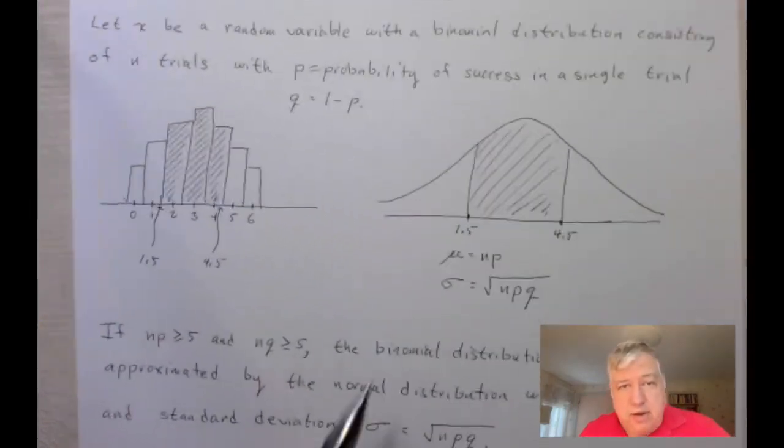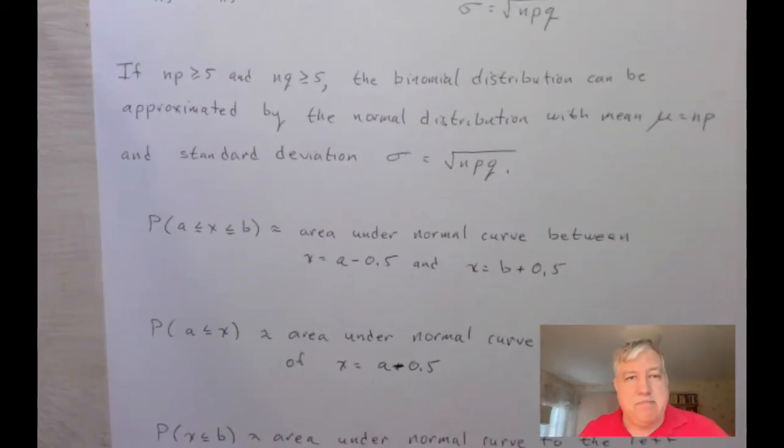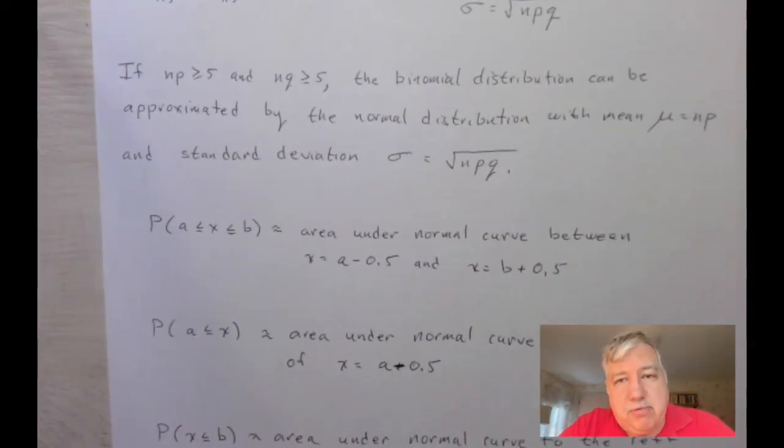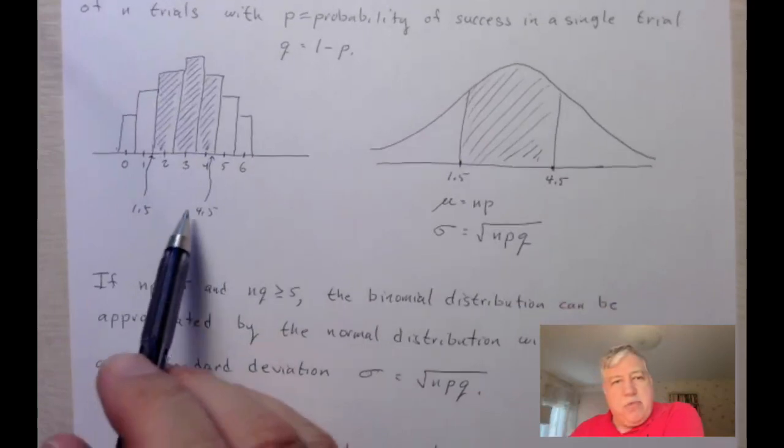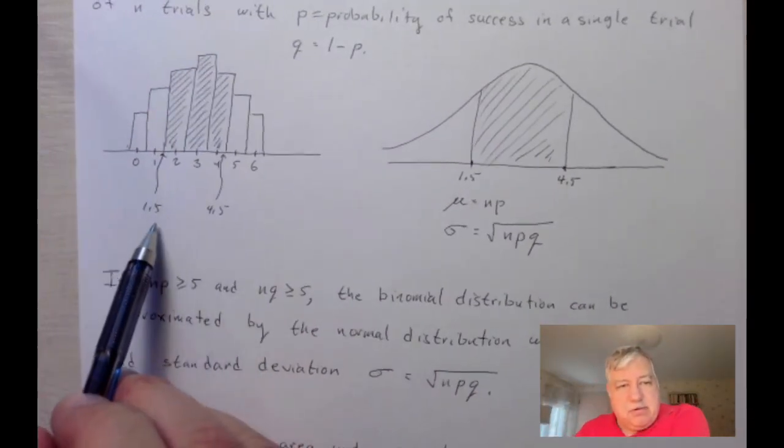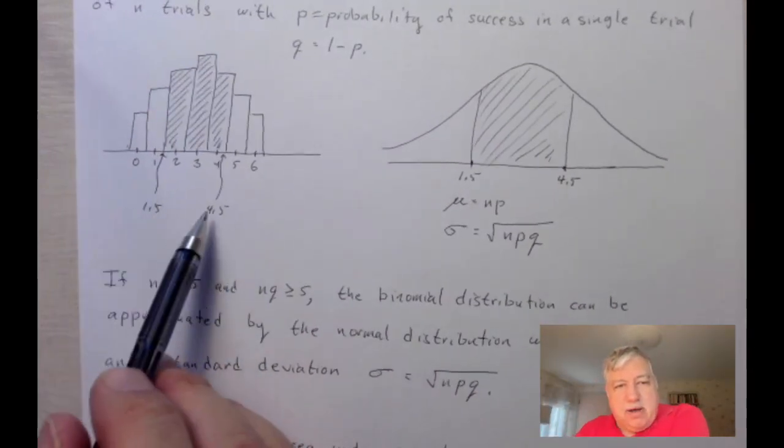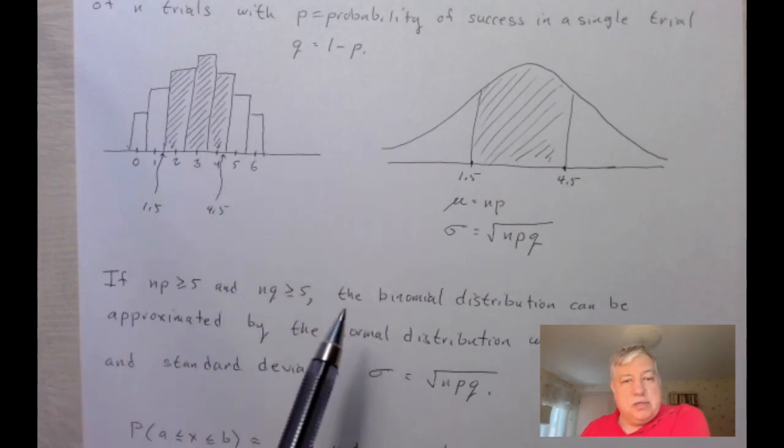And I think we have that right up here. So as long as np and nq are both greater than or equal to 5, then the binomial distribution can be approximated by the normal distribution, where the mean and standard deviation are np and the square root of npq, respectively. Now, the only challenging part is, what are the boundaries? What are the endpoints? We just need to either add 0.5 or subtract 0.5, depending on the situation.